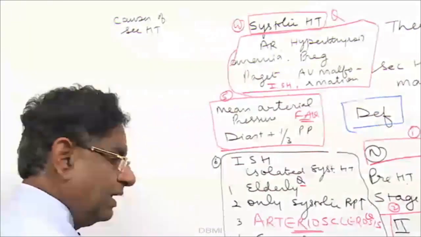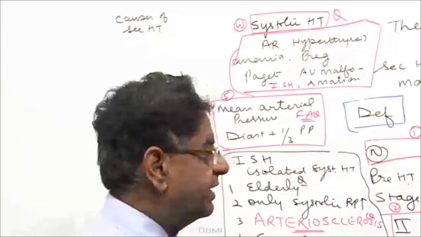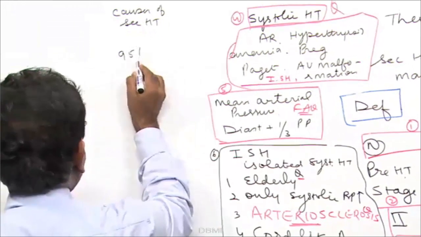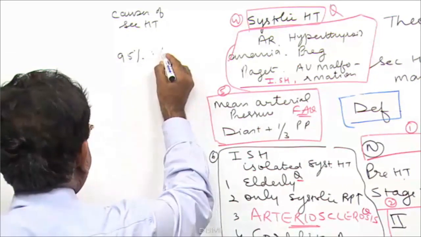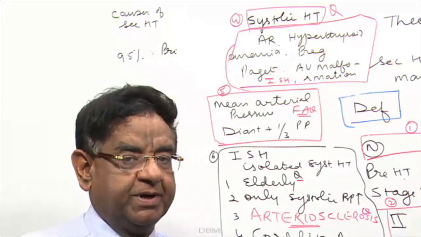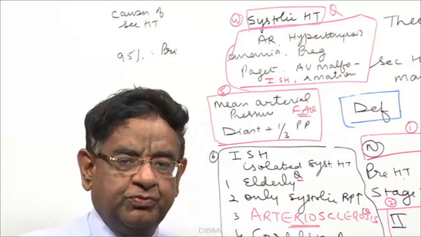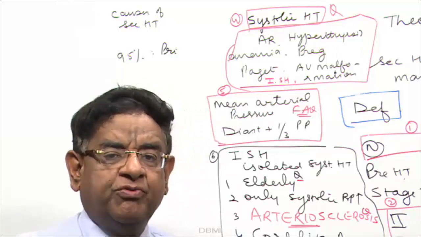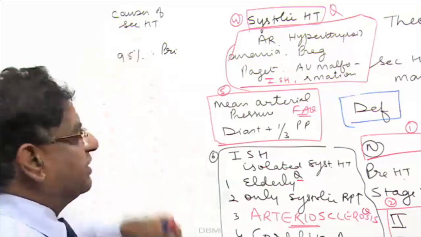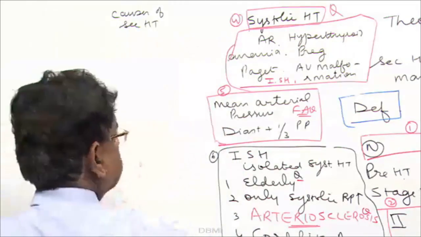Okay? Before we discuss, we all know that in around 95% of hypertension cases we have no cause, we call it primary. There is no etiology, no reason for the high blood pressure in around 90-95% of cases, so we call it primary. But in around 5-6% of cases we have a definite cause, and that is known as secondary hypertension.